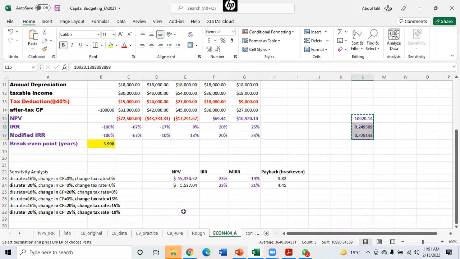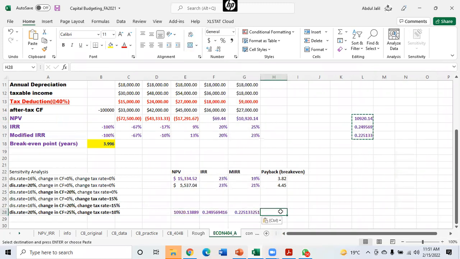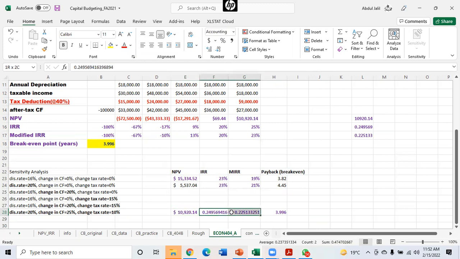copy, and then you mention here transpose, and then you will write this 3.996, around 4, right? So what it shows basically, if you observe again, the data in dollar sign, and these are the percentage values. So basically IRR and MIRR have improved with reference to the original situation.